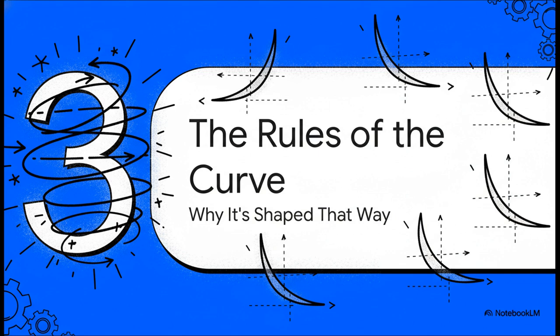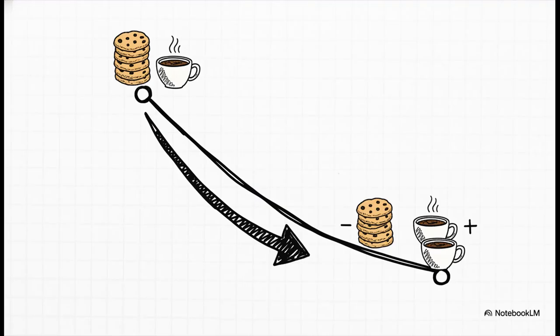And that is totally on purpose. There are actually 3 fundamental rules that dictate how they look and act. And getting these rules is the key to everything. Okay, rule number 1. These curves always slope downwards from left to right. And this just makes perfect sense when you stop and think about it.